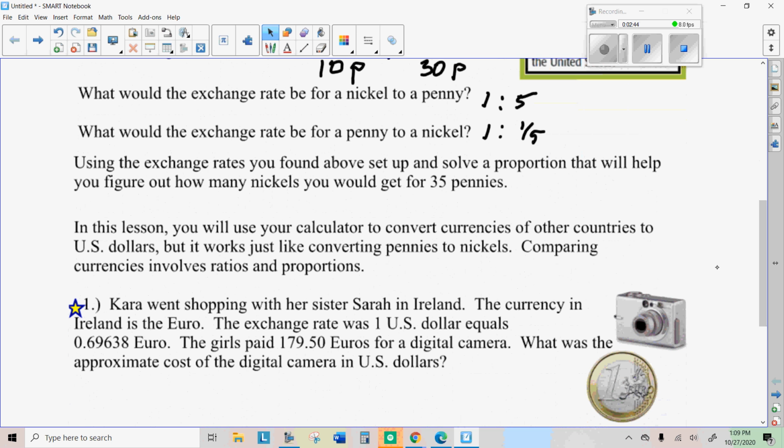So using the exchange rate you found, set up a proportion that will help you figure out how many nickels you would get for 35 pennies. So for 1 nickel, let's do it this way, nickels, pennies. For 1 nickel, we get 5 pennies. We want to figure it out for 35 pennies. And so that would be our number of nickels for that. Now notice that this number is 7 times bigger, so that means we need to multiply by 7 to get our number of nickels. So 7 nickels.